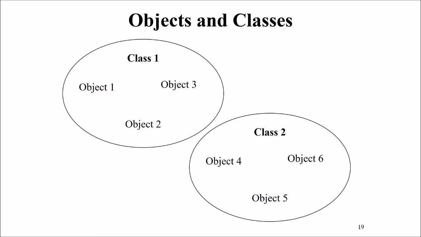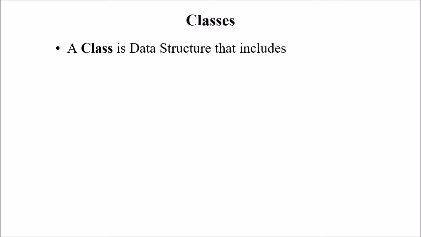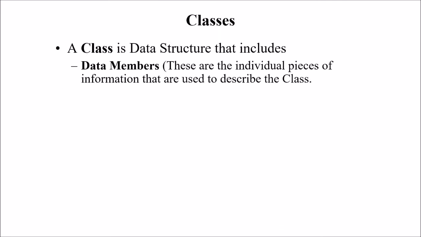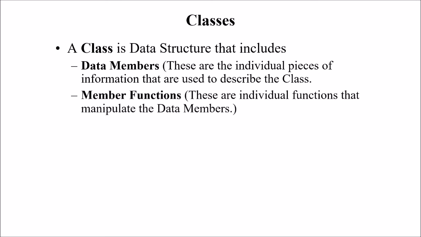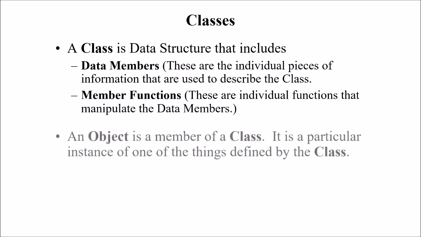In this diagram, I've illustrated two classes, and the class definition describes the characteristics of the members of that class, and the individual members of that class are the objects themselves. A class is a data structure that includes data members. These are the individual pieces of information that are used to describe the class. And member functions, these are the individual functions that manipulate the data members.